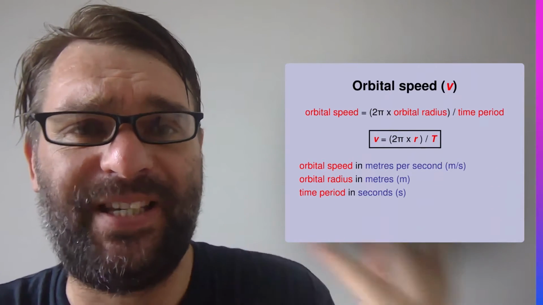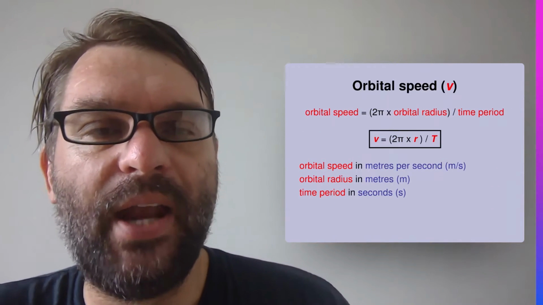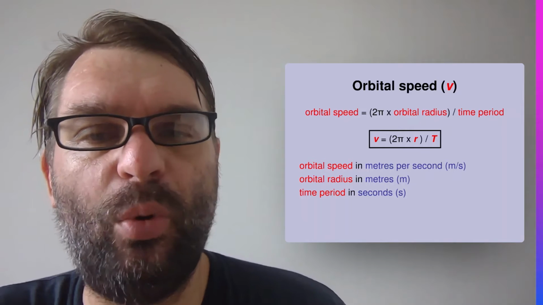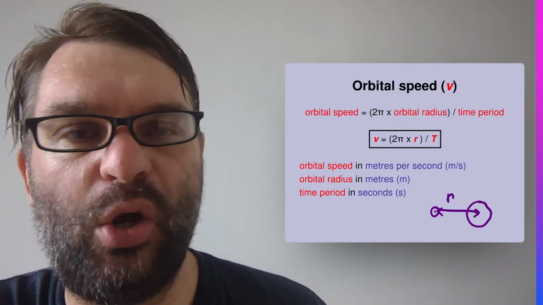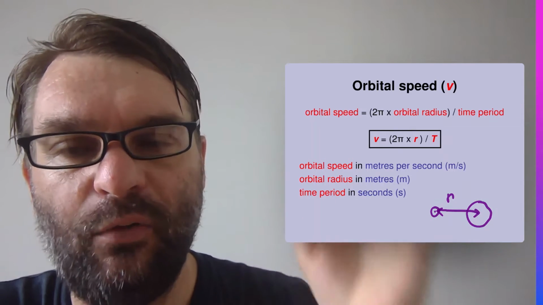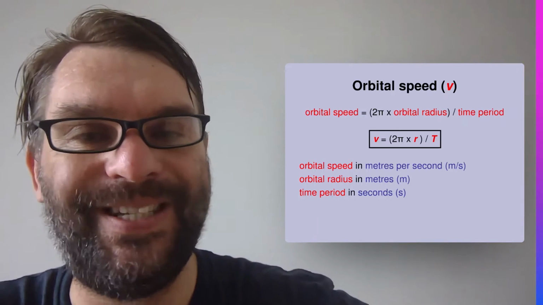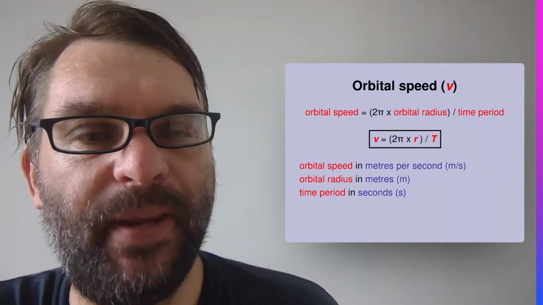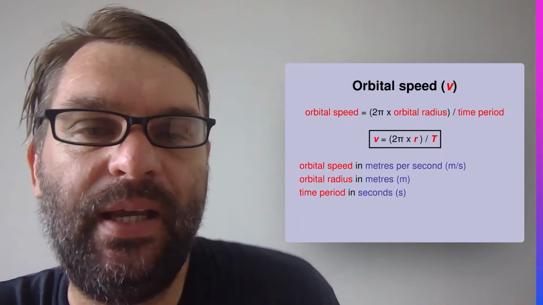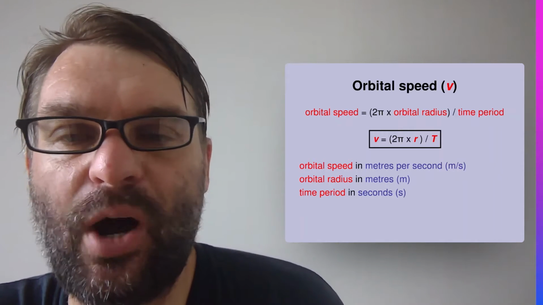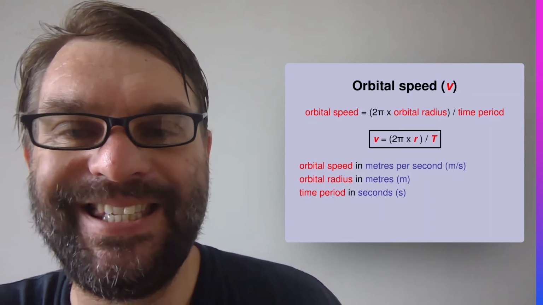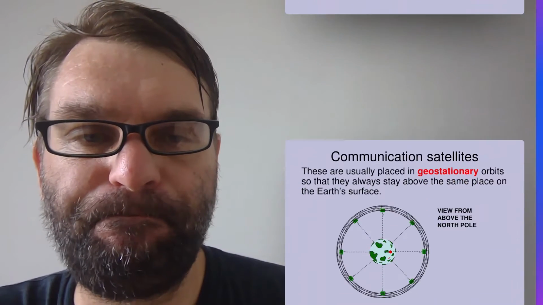So orbital speed is basically the speed of an orbit, makes sense. And it equals 2 pi divided by the orbital radius. So the orbital radius is going to be the radius from the center of the object that's being orbited to the object that is orbiting. And that orbital speed is in meters per second because it's speed. The orbital radius is in meters and the time period will be in seconds.